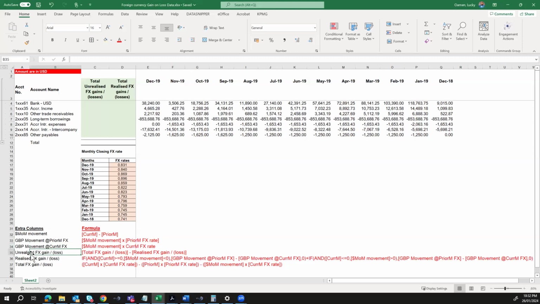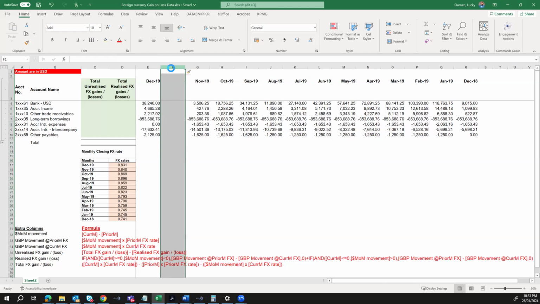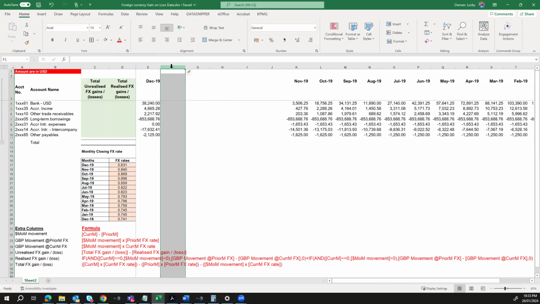Then we'll determine which portion of the movement relates to unrealized FX gain or loss, the part that relates to realized FX gain or loss, and of course the total FX gain or loss for each account balance. So without wasting much time, we're going straight into the calculation. I'm going to do the first period between December 2019 and November 2019 and insert my 6 extra columns. I'll click on column F and insert extra 6 columns: 1, 2, 3, 4, 5, and 6.